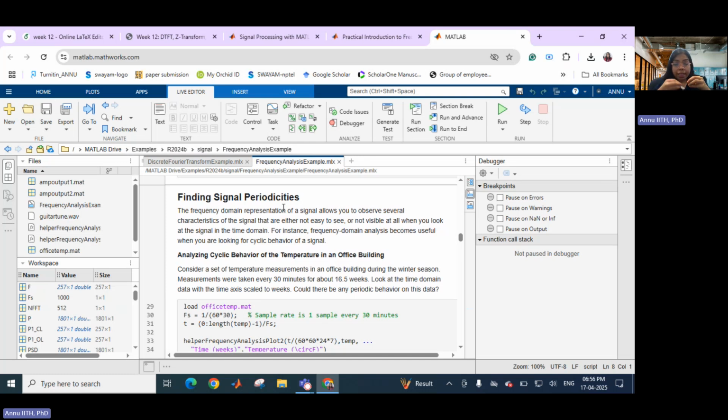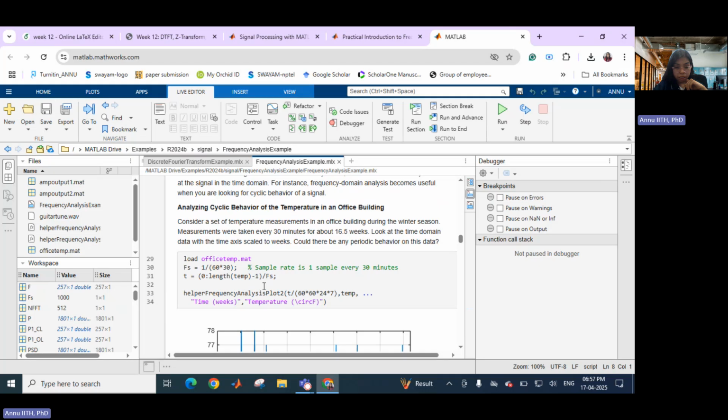Analyzing cyclic behavior of the temperature in an office building: consider a set of temperature measurements in an office building during the winter season. Measurements were taken every 30 minutes for about 16.5 weeks. Look at the time domain data with the time axis scaled to weeks. Could there be any periodic behavior in this data? So let us see the data first.